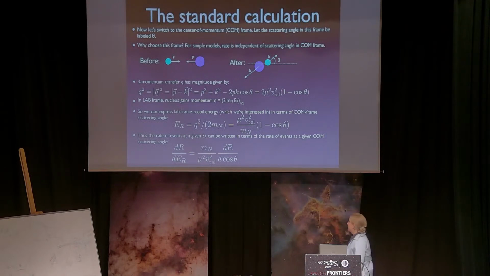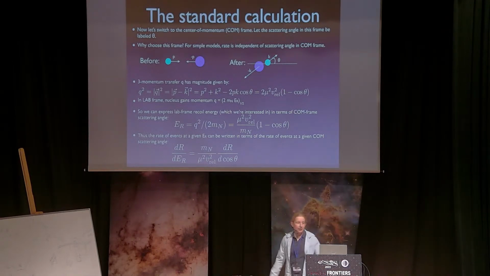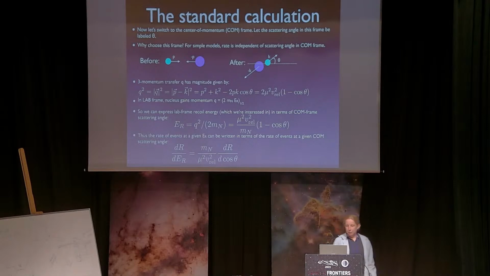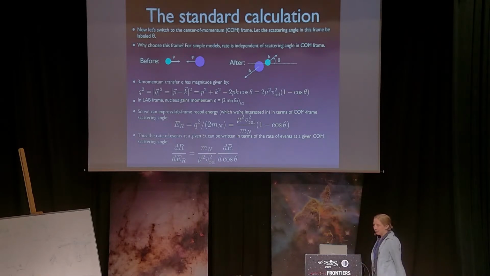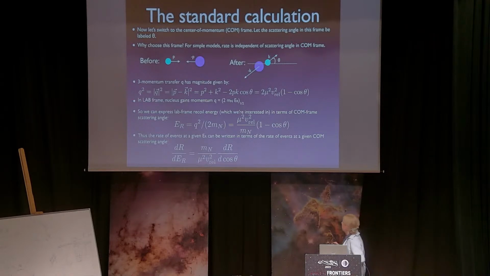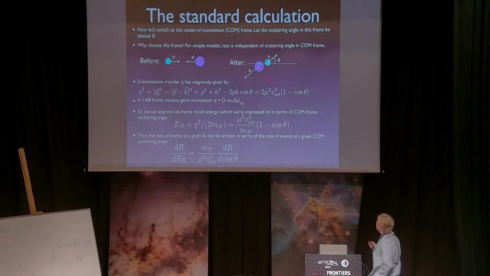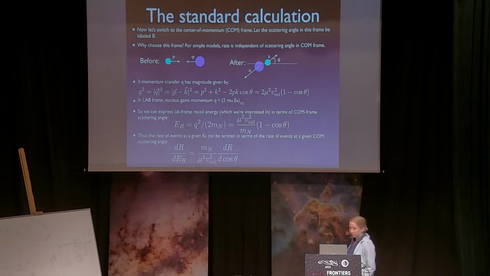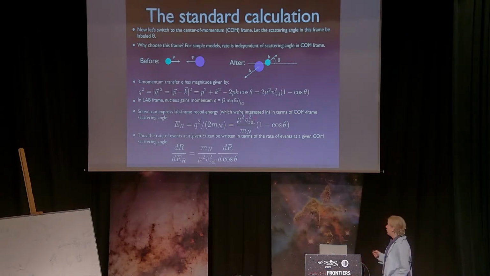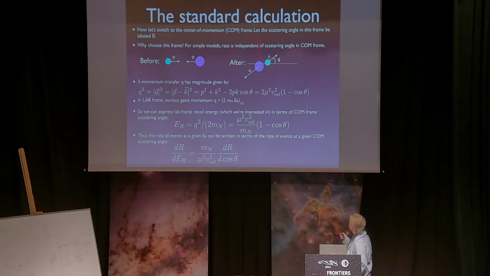Okay, so let's go ahead and see how that standard calculation works out. If we switch to the center of momentum frame, we'll let the scattering angle be labeled theta, and we're going to work in simple models in which we can treat the rate as independent of the scattering angle in the center of momentum frame. So again, we'll do our same momentum transfer calculation.